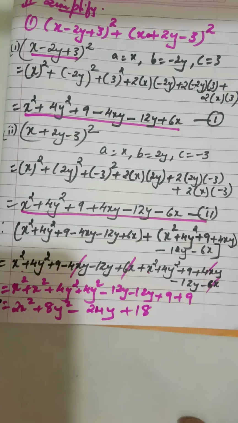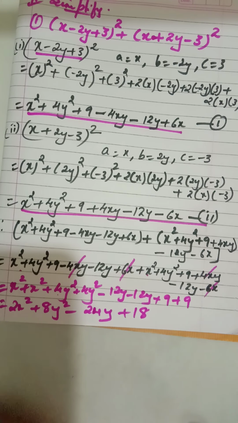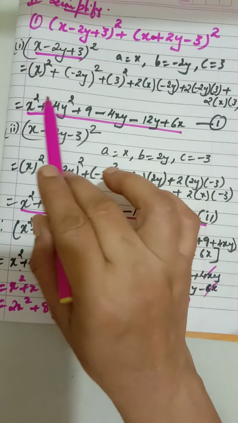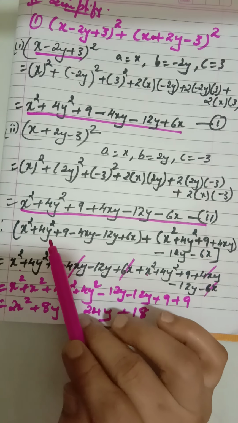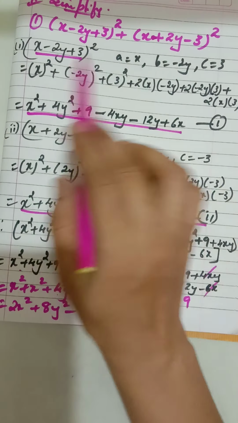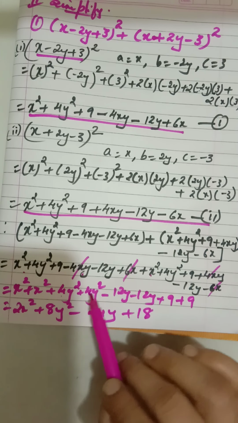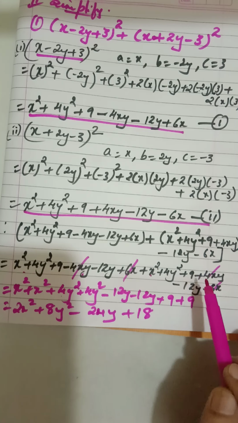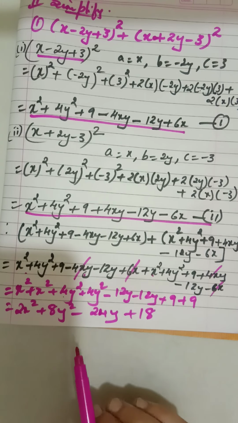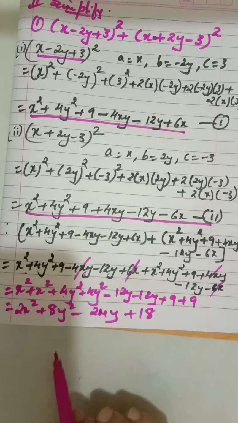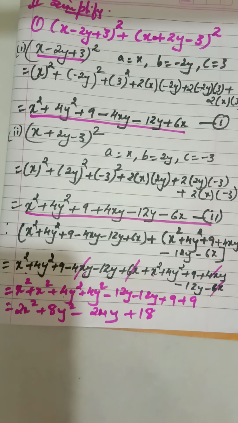So see children, this way you will be doing the simplification. The important step is substituting the values properly in the formula. First you expand the first term, then go for the second term, then write both the terms as per the given question. Then you open the brackets, remove the terms with opposite signs, which get cancelled, and write whatever terms remain. Then you get the final answer 2x² plus 8y² minus 24y plus 18.